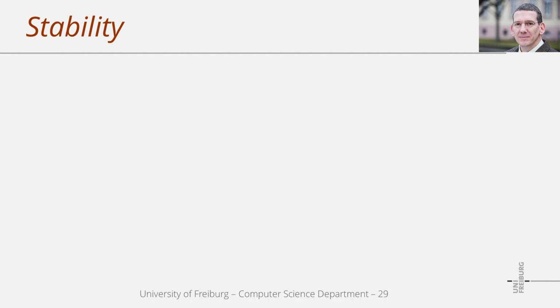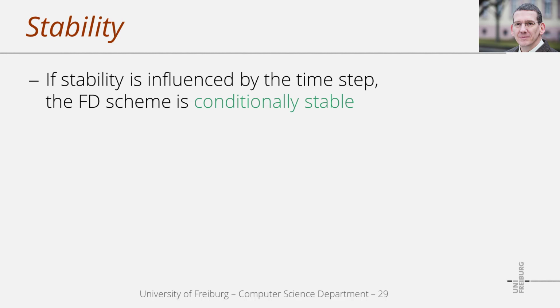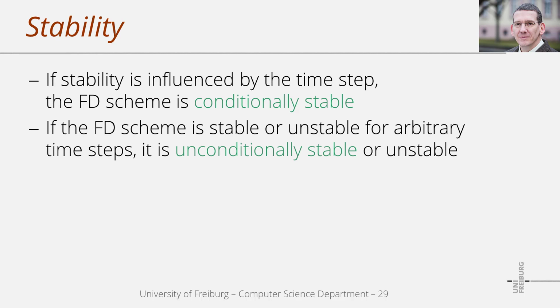In practice, however, it turns out that it's rather involved to theoretically analyze the stability of a complex simulation, and it can also be involved to guarantee a stable simulation behavior. We distinguish two cases. First, a scheme is called conditionally stable if the stability depends on some parameters, for instance, the size of the time step. If a scheme works for small time steps but not for large ones, then it is conditionally stable. Second, a scheme is called unconditionally stable if it's stable under all circumstances, if it particularly works for all time steps. If a scheme never works, it would be unconditionally unstable.